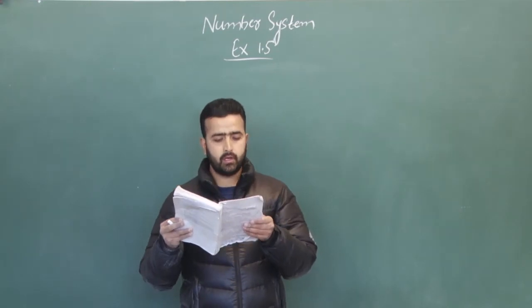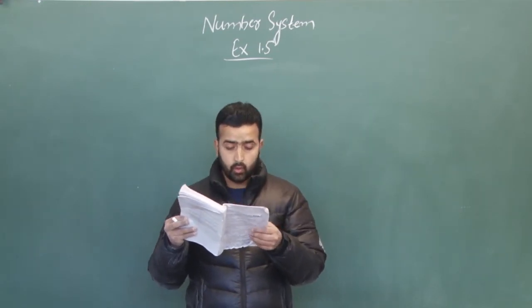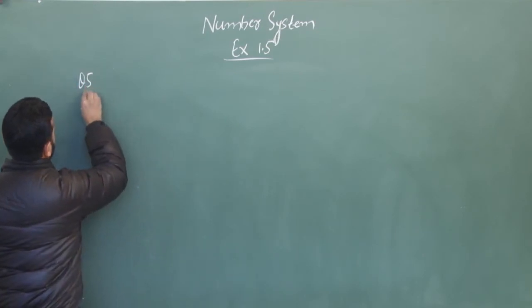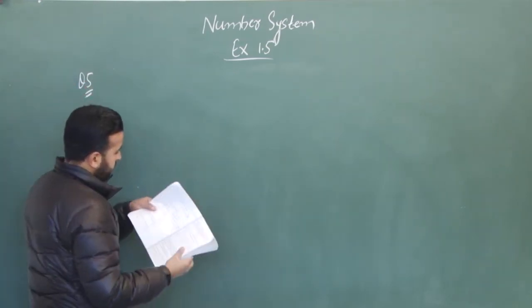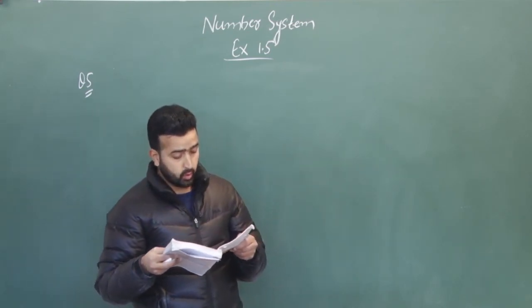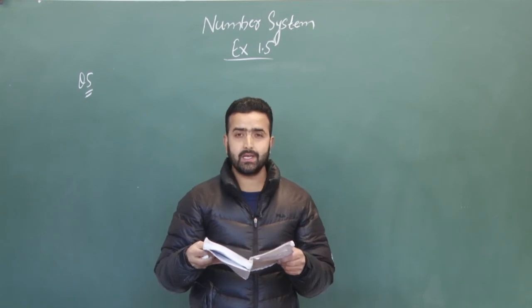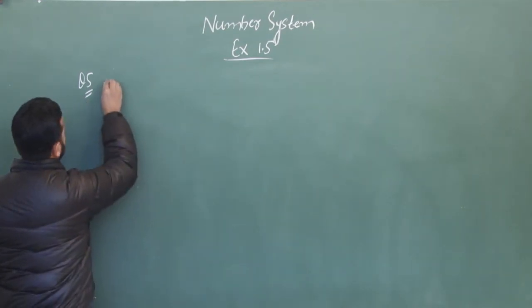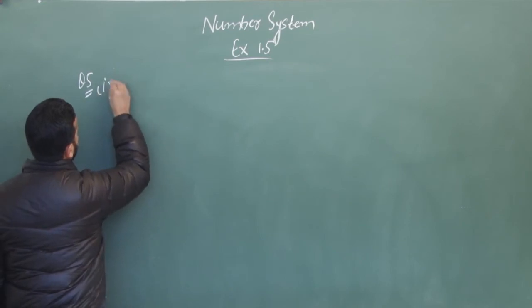Now we are going to take the next question, that is question number 5 of this exercise. That is also very important. That is based on the rationalization of the denominators. So the question has been asked simply: rationalize the denominators of the following. First one, now let us see how we can rationalize the denominator.